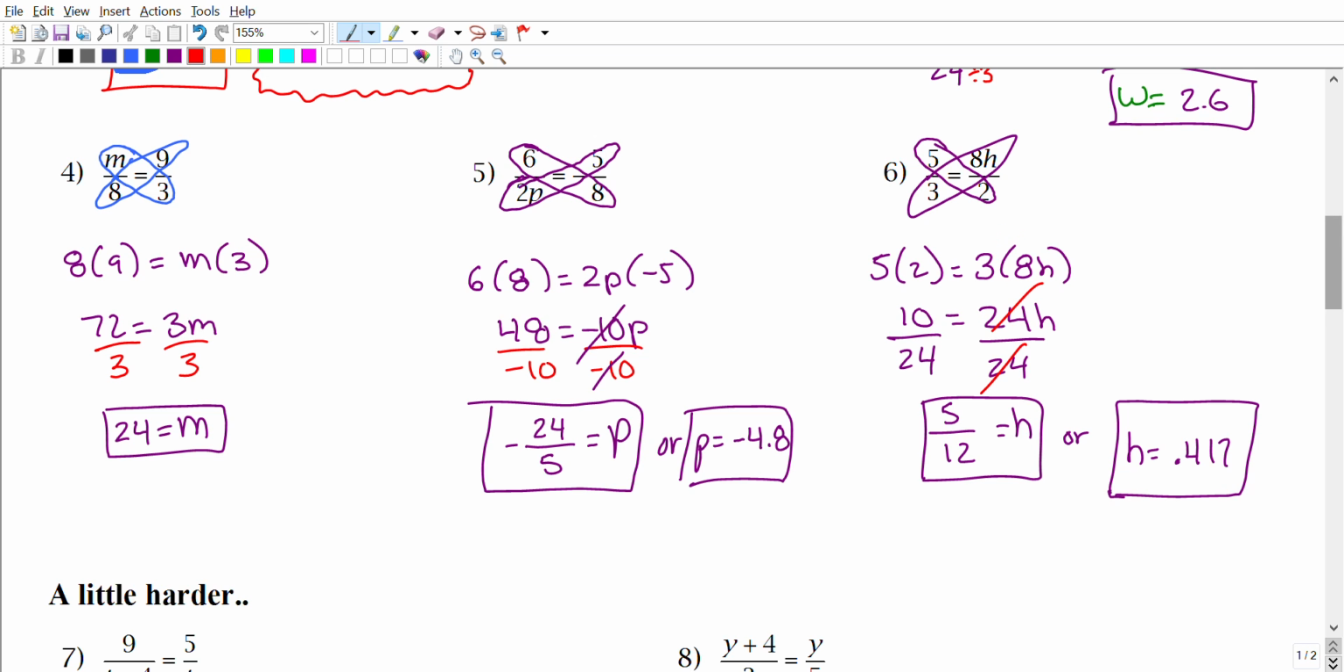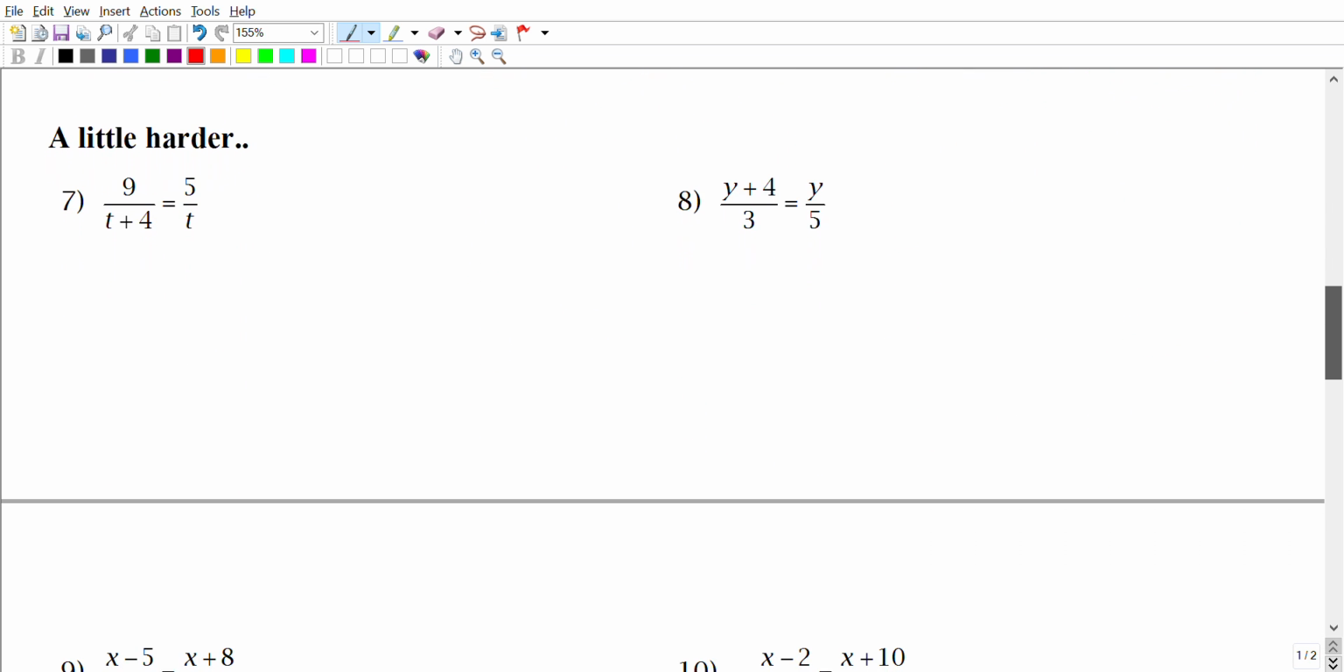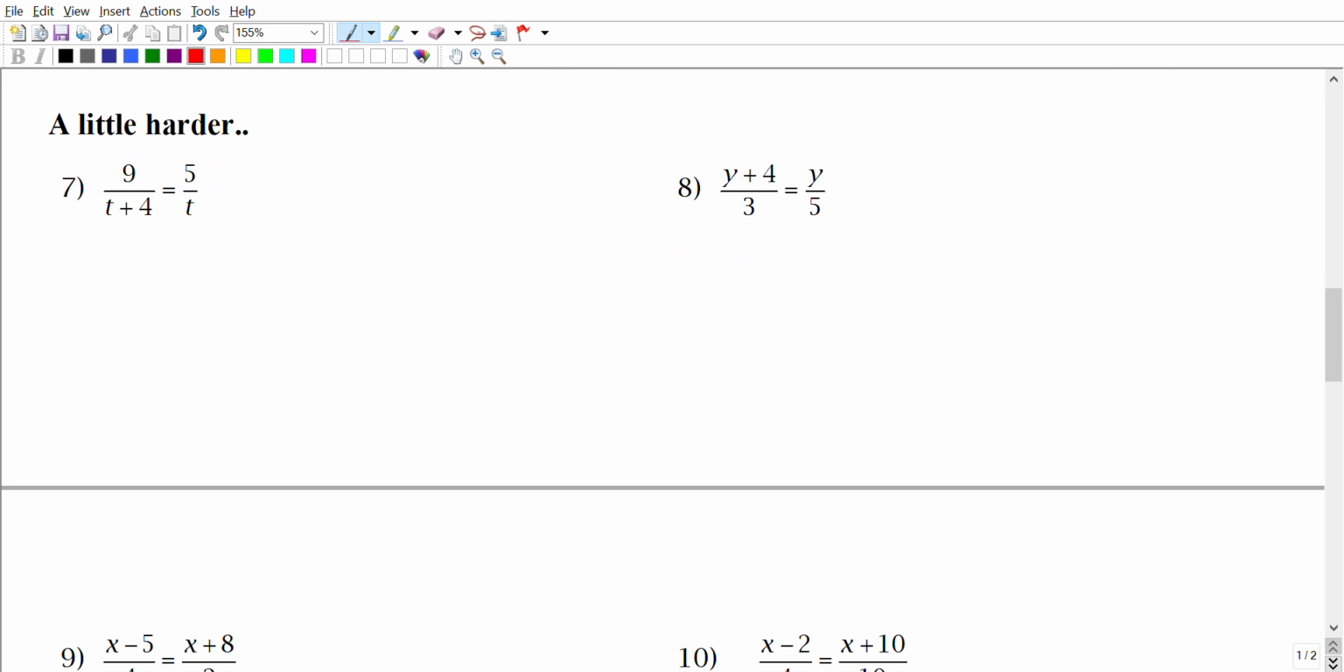Okay, so I hope you guys are doing well so far. I hope you guys got the same answers as I did. And now we are going to be moving on to something a little harder. Okay, and this is the reason why I said try to get used to multiplying using parentheses, because here it's vital that we do that. So let's continue on. Again, we have a proportion because we have two fractions or two ratios that are equal to each other. So I'm going to set this up.